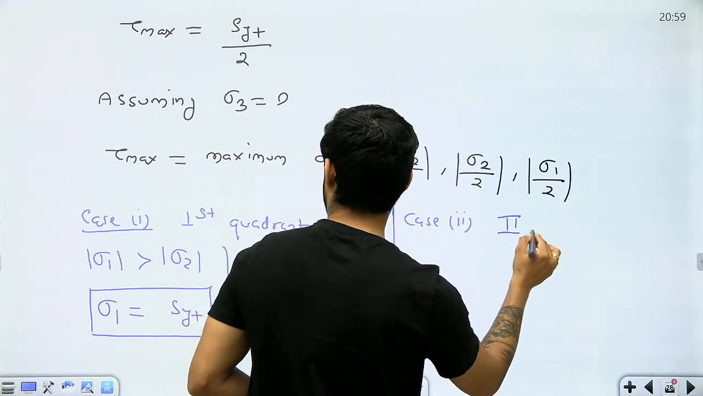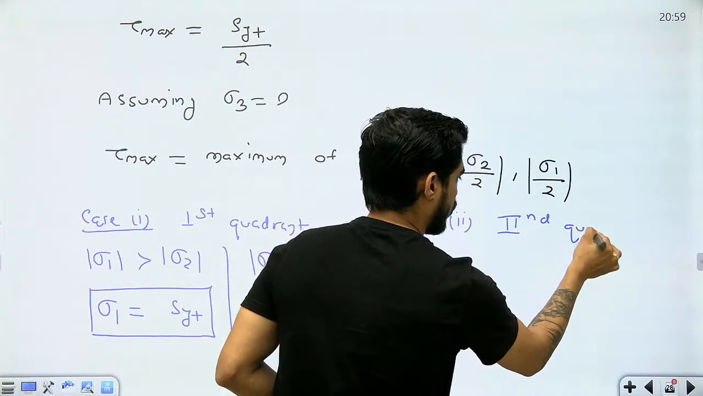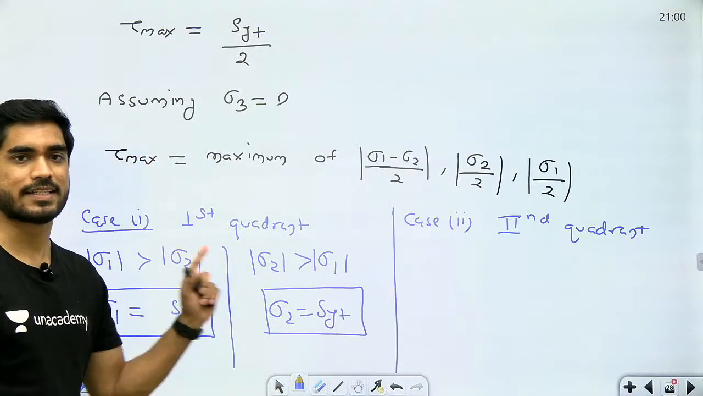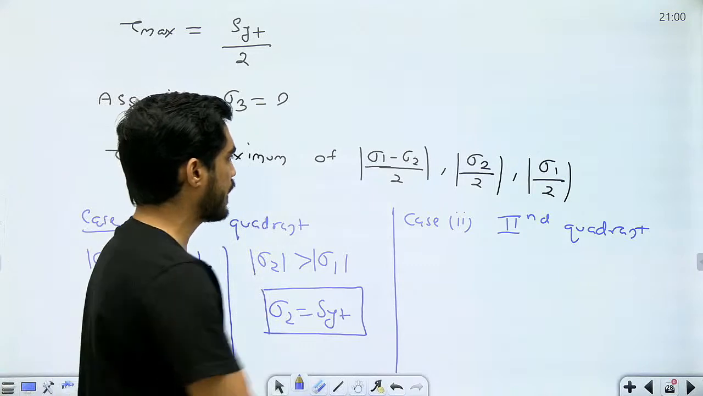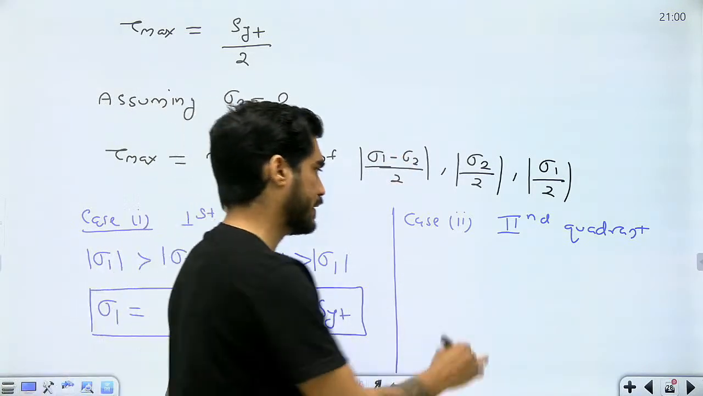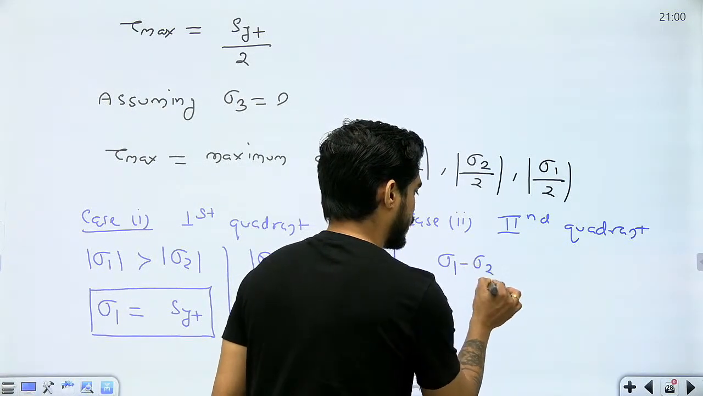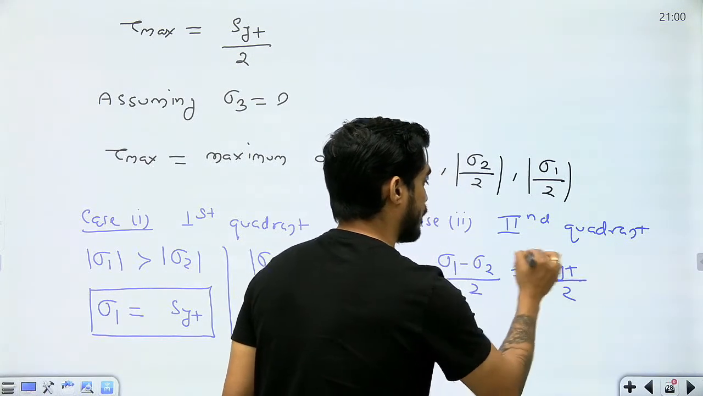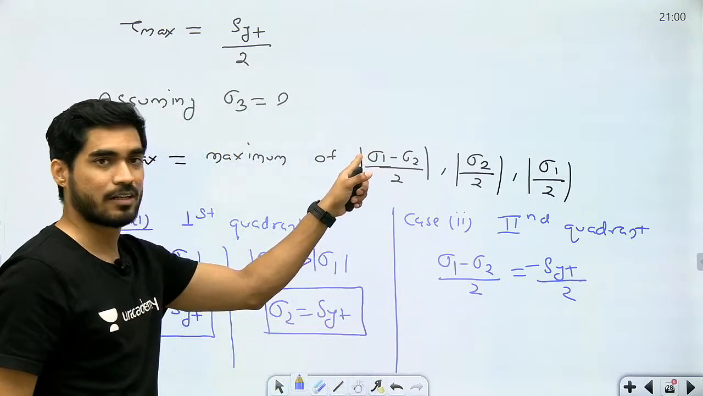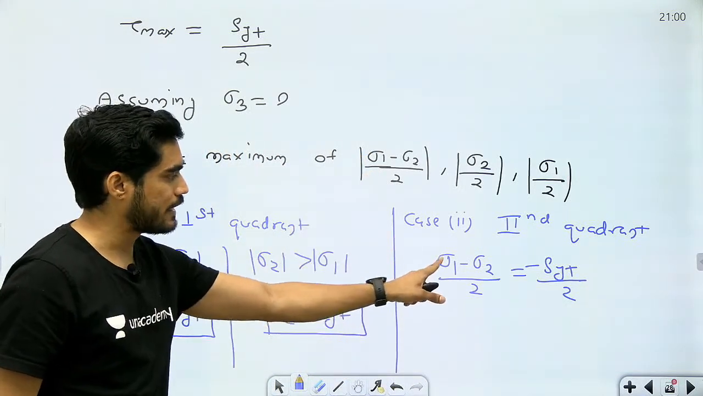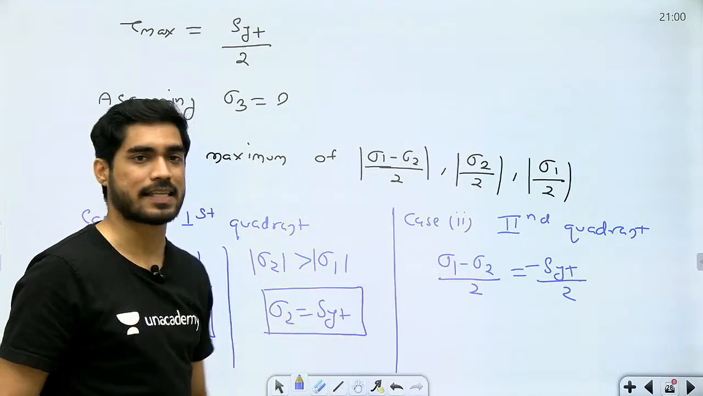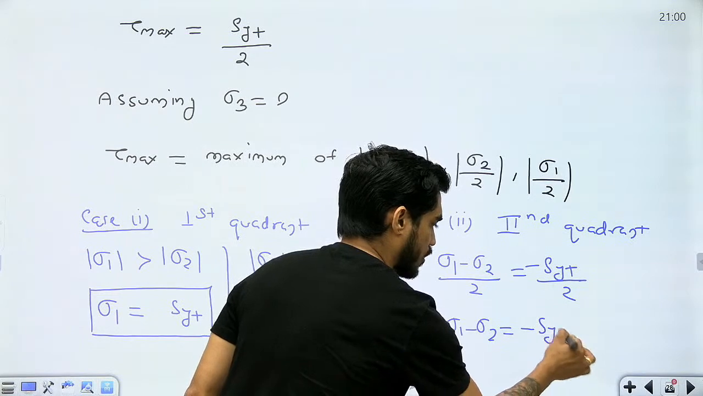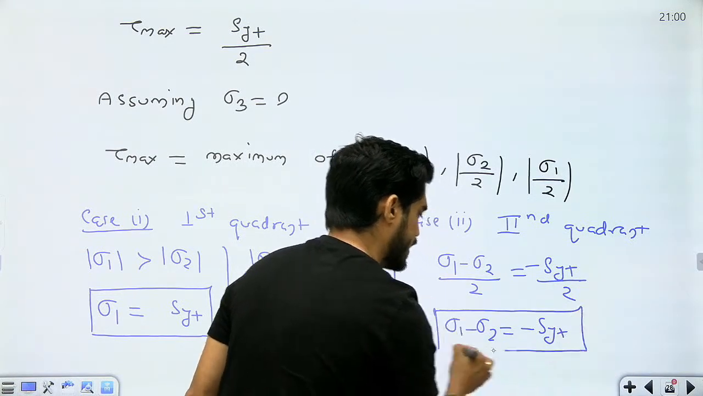Let's consider second quadrant. Okay, अब second quadrant में चलते हैं. Second quadrant means one is positive, one is negative. So your tau max will be sigma 1 minus sigma 2 by 2, right. तो अब आपको रिलेशन क्या मिलेगा? सिग्मा 1 माइनस सिग्मा 2 बाई 2 इक्वल टू syt बाई 2, और ये माइनस में रहेगा बिकॉज सिग्मा 1 विल बी नेगेटिव. तो सिग्मा 1 को नेगेटिव रखूंगा तो माइनस माइनस ये माइनस आएगा. Okay, सो सिग्मा 1 माइनस सिग्मा 2 इक्वल टू माइनस syt, राइट.